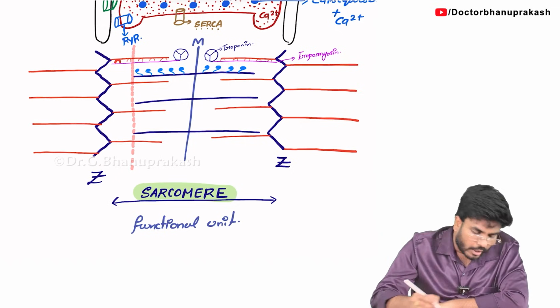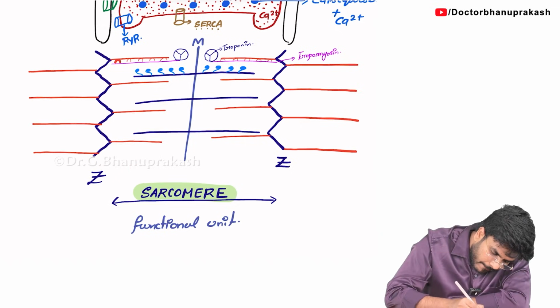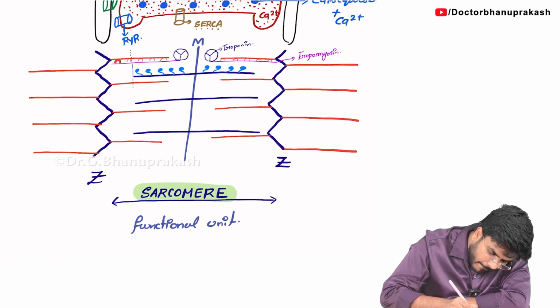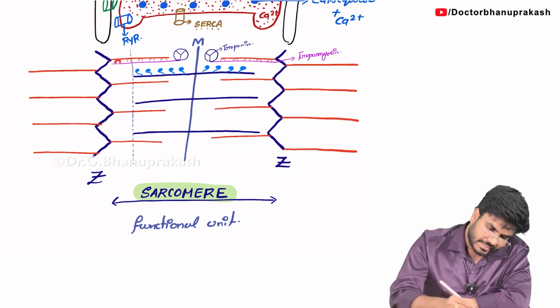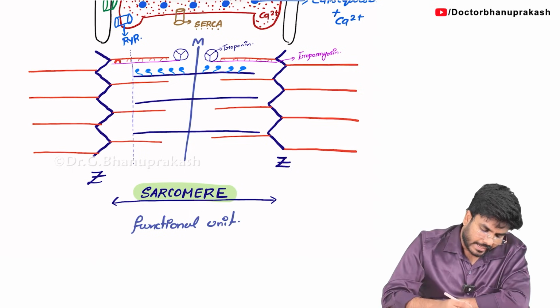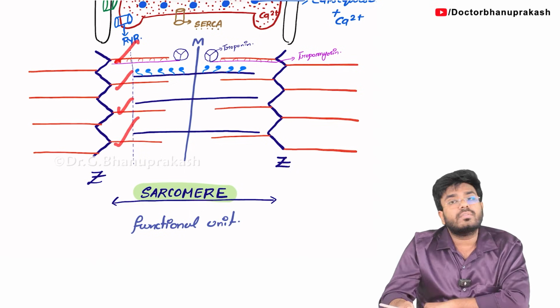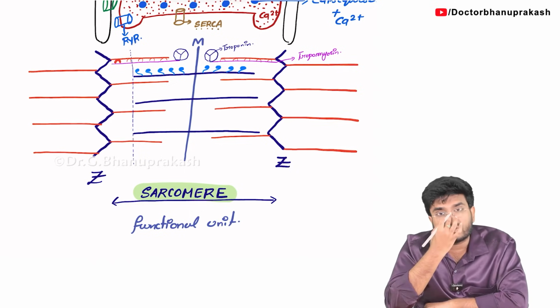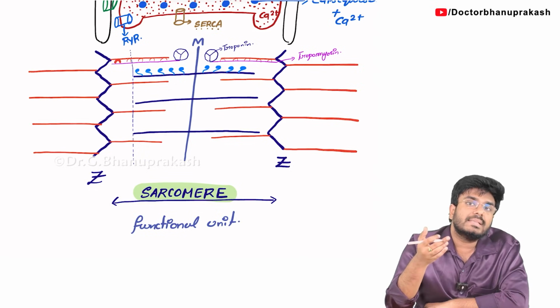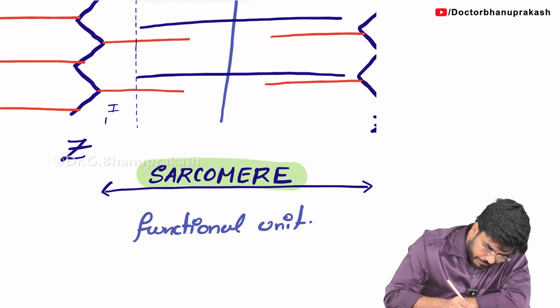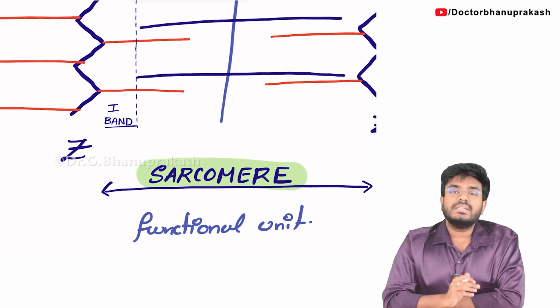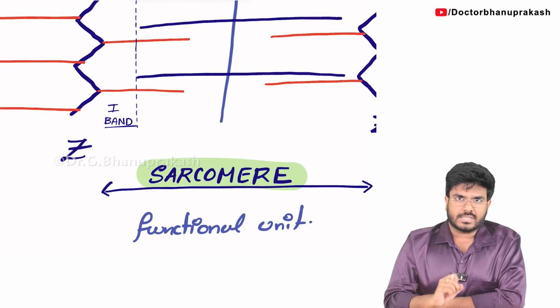Okay, what is this area called? Now let me use the dotted line. So within this area, which filaments are present? Actin. Only actin filaments are present. So this area is called what? This area is called the I band or isotropic band. Okay, I band. I means isotropic, meaning only one type of filament is present.